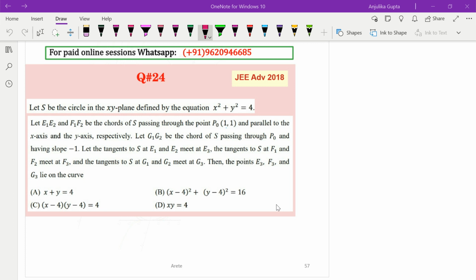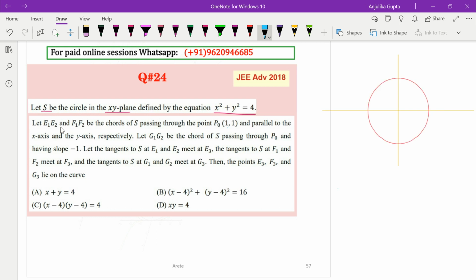This question is simple, just too many statements. Let's see what they want. S is a circle in the xy plane and it is defined like this. So a very simple circle, center origin, radius 2. Let's draw first. Next they are talking about chords.